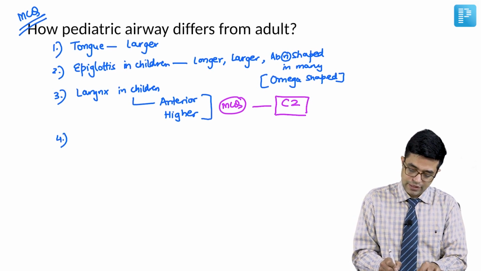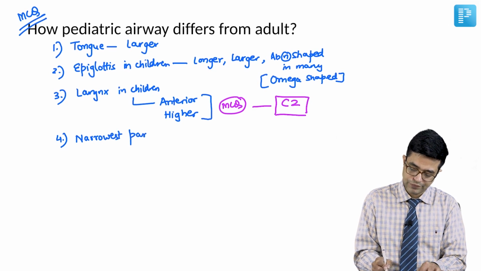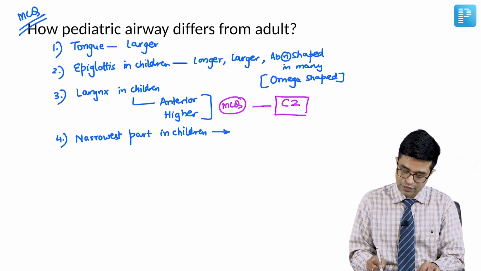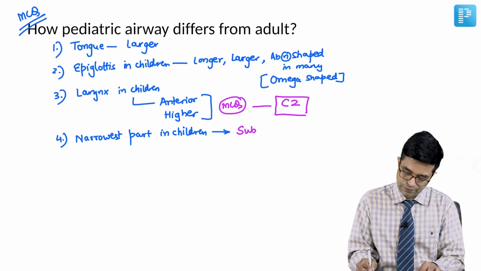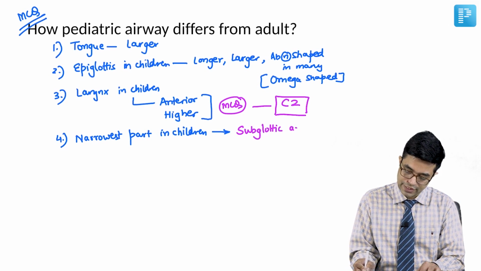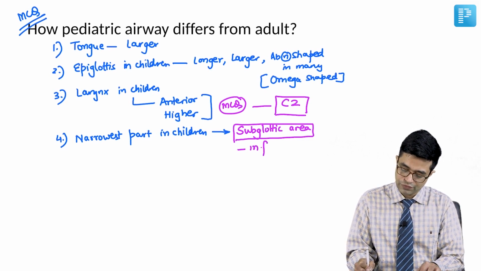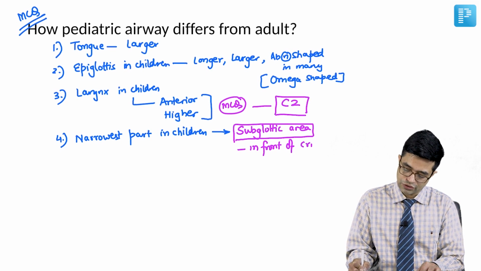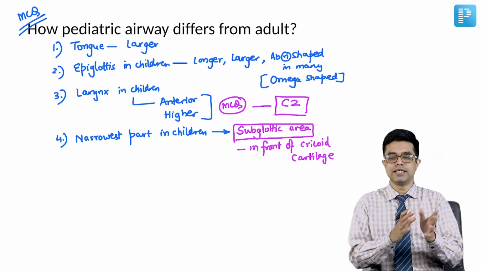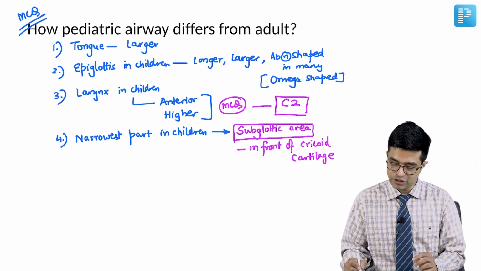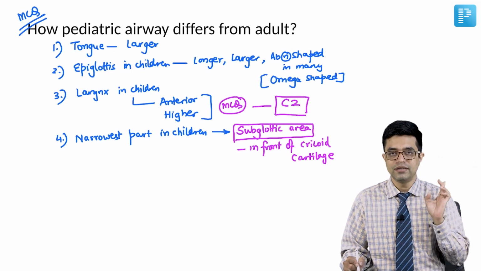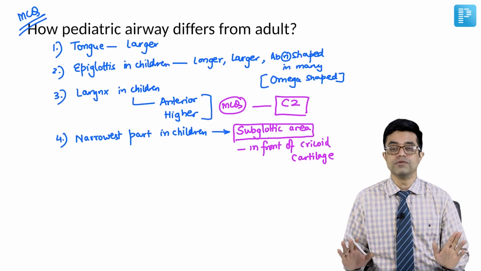Fourthly, the narrowest part of the airway in children is different from that in adults. In children, the narrowest part is found in the subglottic region. So, the subglottic area is the narrowest part of the airway in children. Subglottic area is in front of the cricoid cartilage. MCQs may sometimes not mention the word subglottic. They may simply say in front of the cricoid cartilage. That will be your correct answer. It is mentioned as a direct line in Nelson 21st edition, so there should be no controversy on this.